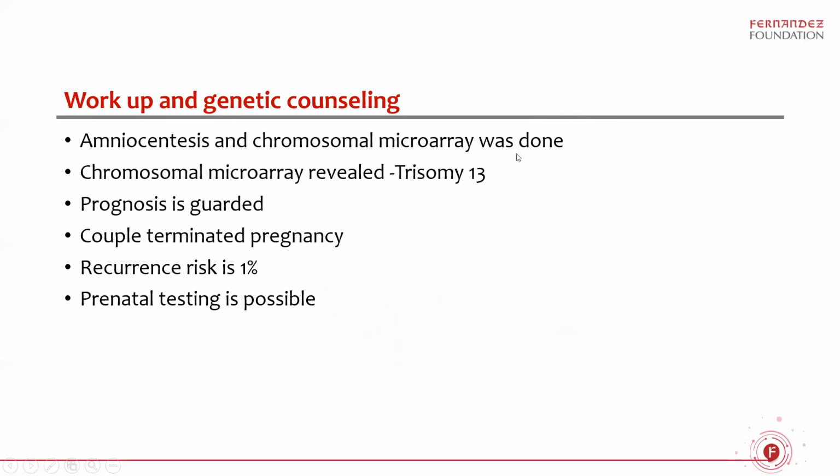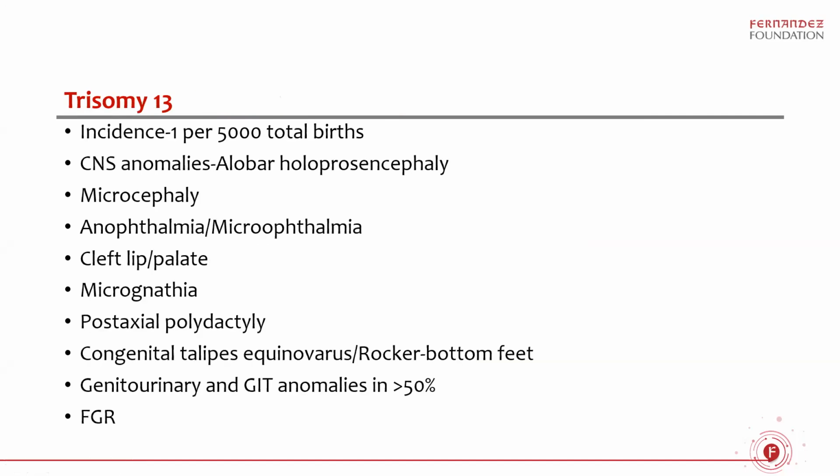They were counseled, and amniocentesis with chromosomal microarray was done. Chromosomal microarray revealed trisomy 13. Since the microarray revealed trisomy 13, the case ended with this particular testing. But if it had been normal, then we would have gone to exome sequencing. In this case of trisomy 13, prognosis is guarded. We all know that since the prognosis is guarded, the couple terminated the pregnancy, and they were told that the recurrence risk in subsequent pregnancies is 1%, and prenatal testing is possible if the couple decides.